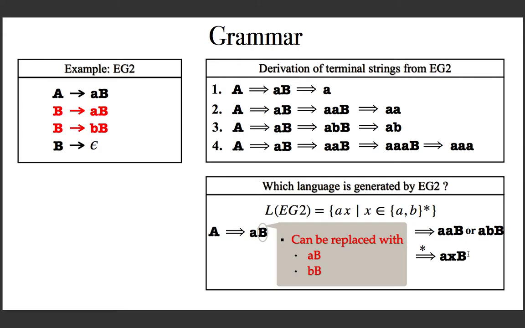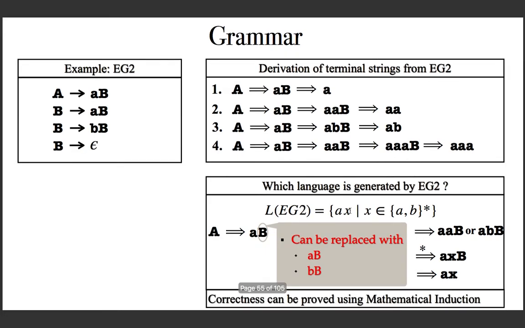And finally, to derive our terminal string, you must apply production number 4, and in that case you will replace capital B with the empty string and you derive a string of the form small a followed by x, where x is an arbitrary string, and that is the language. And if you want, you can prove the correctness by using the principle of mathematical induction.